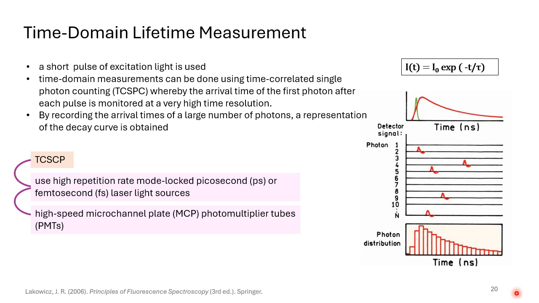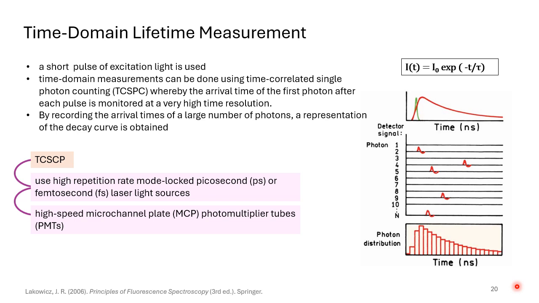I have already talked about this: we know that when t equals tau, the intensity at time t becomes 1/e of the starting intensity. So I have already discussed this. So from that equation also we can measure the lifetime. Now here what we actually do is measure the time between excitation and the photo detection in the detector.